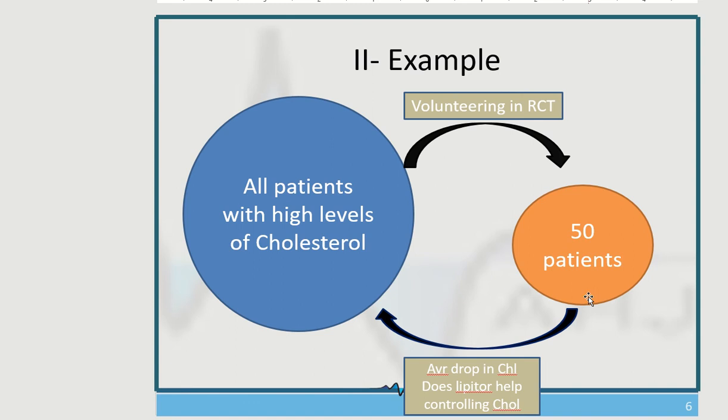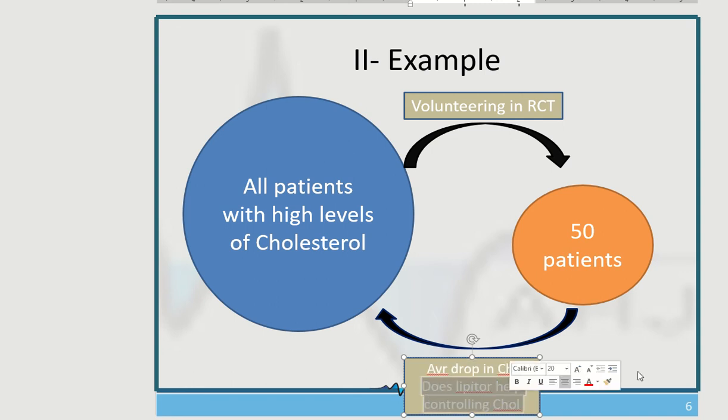So for example, let's say we took a sample and gave them a drug, and we want to see whether the drug reduces cholesterol. The estimation would be the average reduction in cholesterol. That's my estimation. And the inference would be answering the research question: does Lipitor help control cholesterol? Lipitor is a drug that reduces cholesterol. Okay, so that's an example.